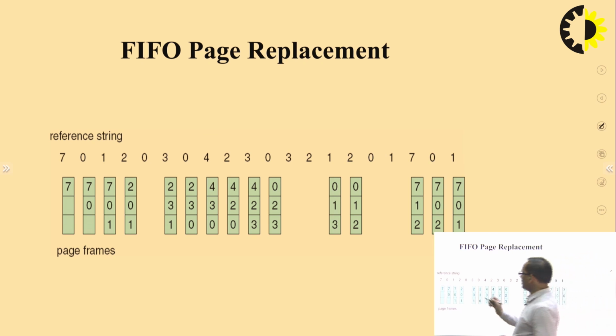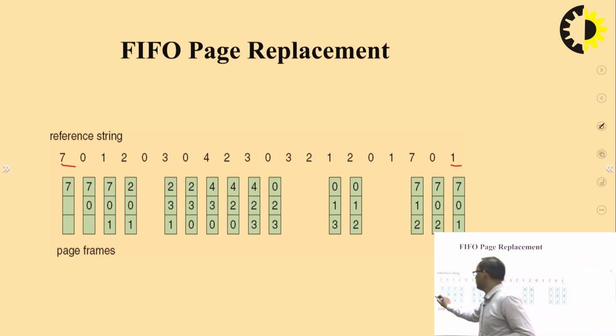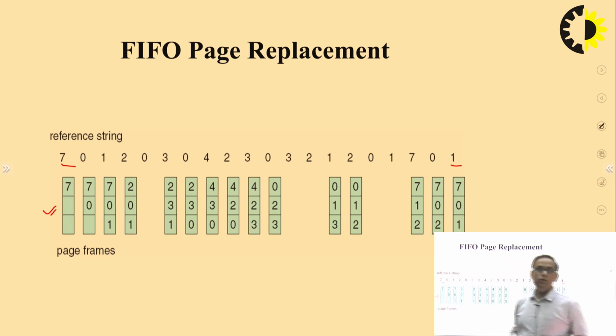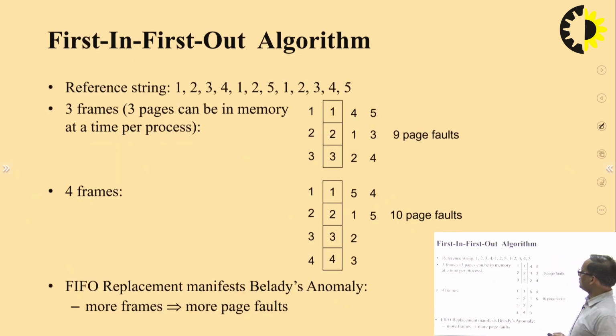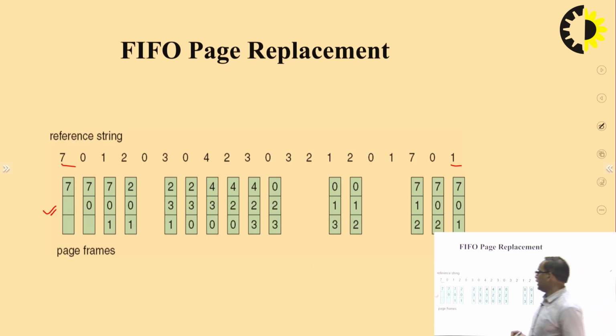Suppose this is a page reference string, and up to this is the page reference string, and we have 3 frames in main memory. So if we use the FIFO page replacement algorithm, then what happens? At first, the CPU referred to page number 7. Initially we have 3 frames, so these 3 frames are available.